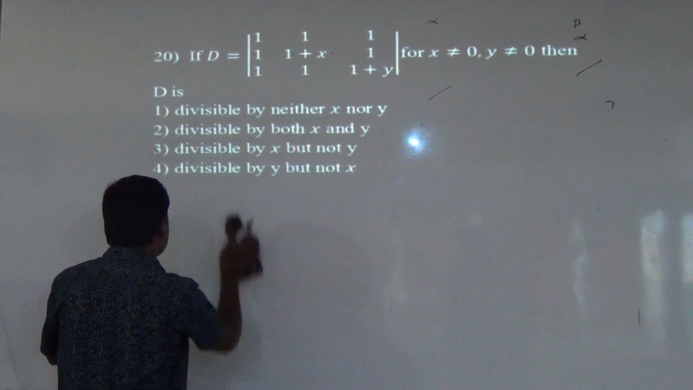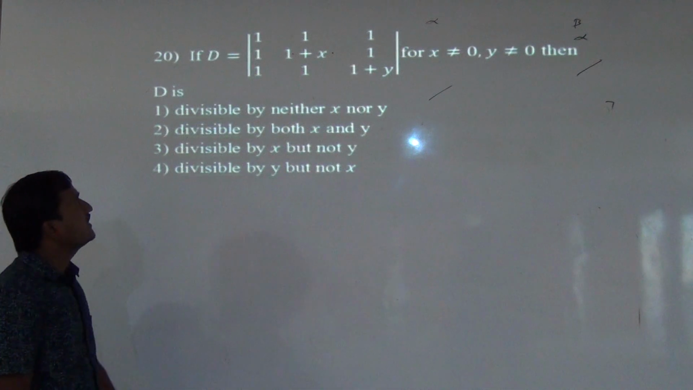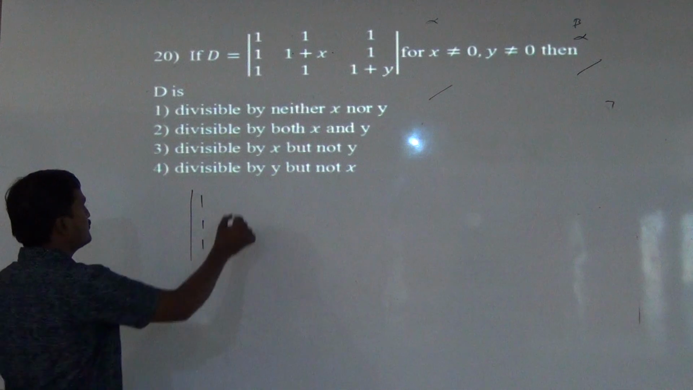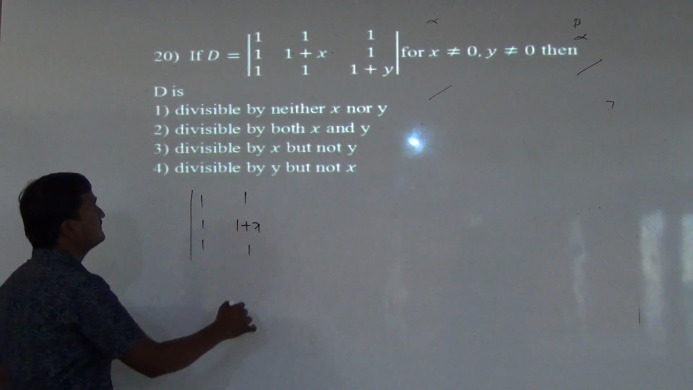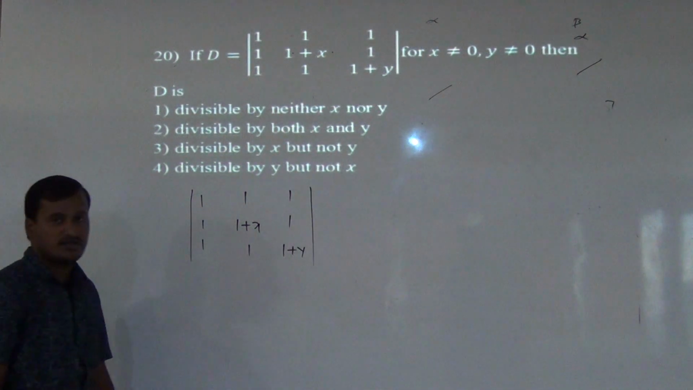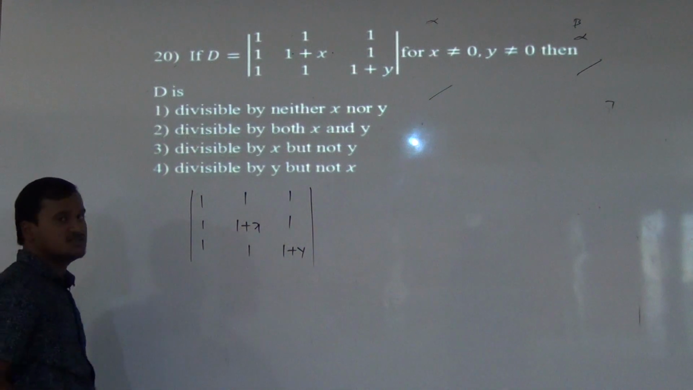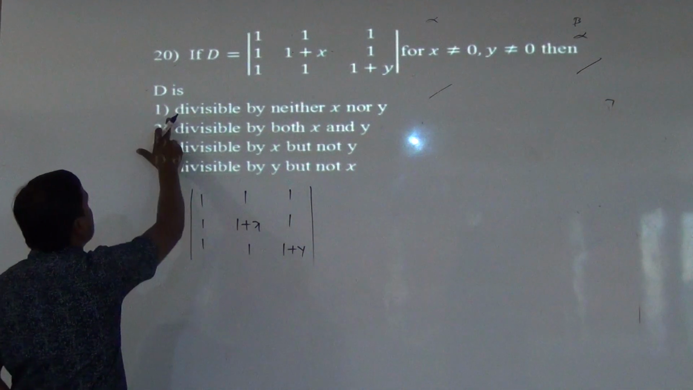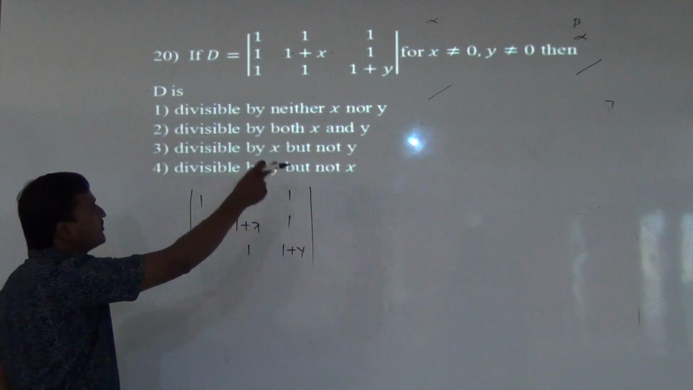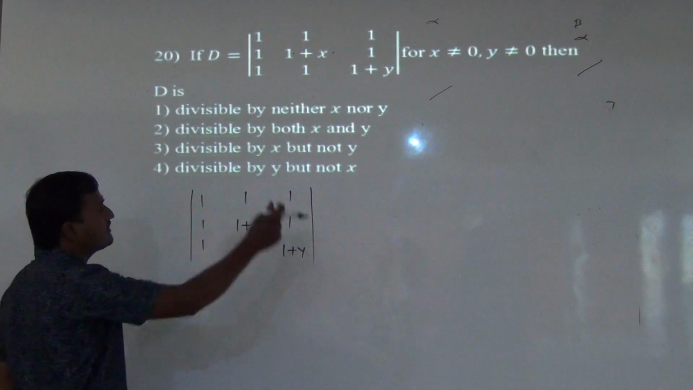Okay, the next question is this one. If d is equal to the determinant with rows 1, 1, 1, then 1, 1 plus x, 1, then 1, 1, 1 plus y. Clearly what are they given? x is not equal to 0, y is not equal to 0. Then which of the following is the right one? Either divisible by neither x nor y, divisible by both x and y, divisible by x but not y, or divisible by y but not x.